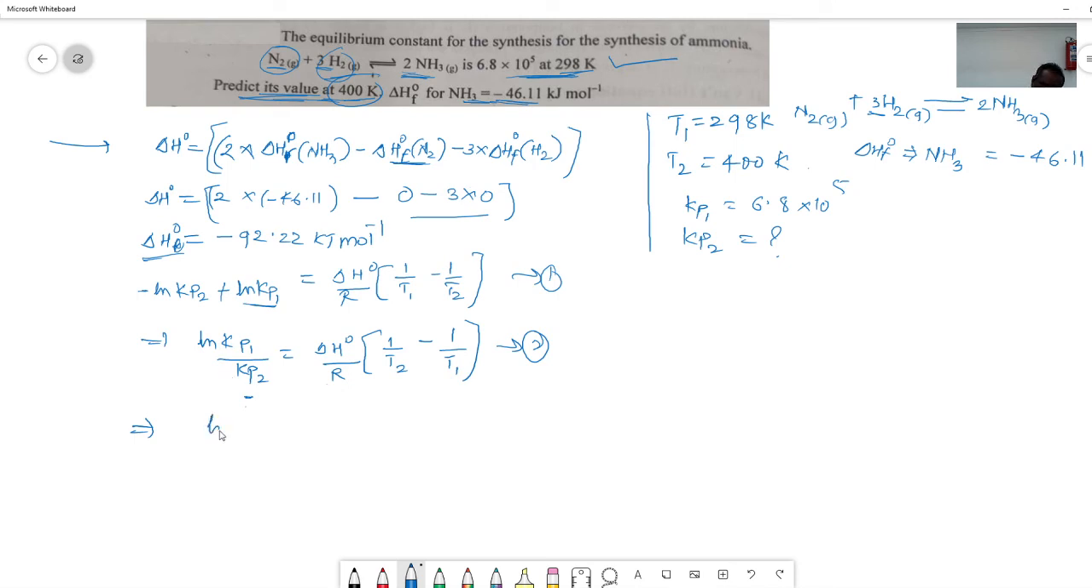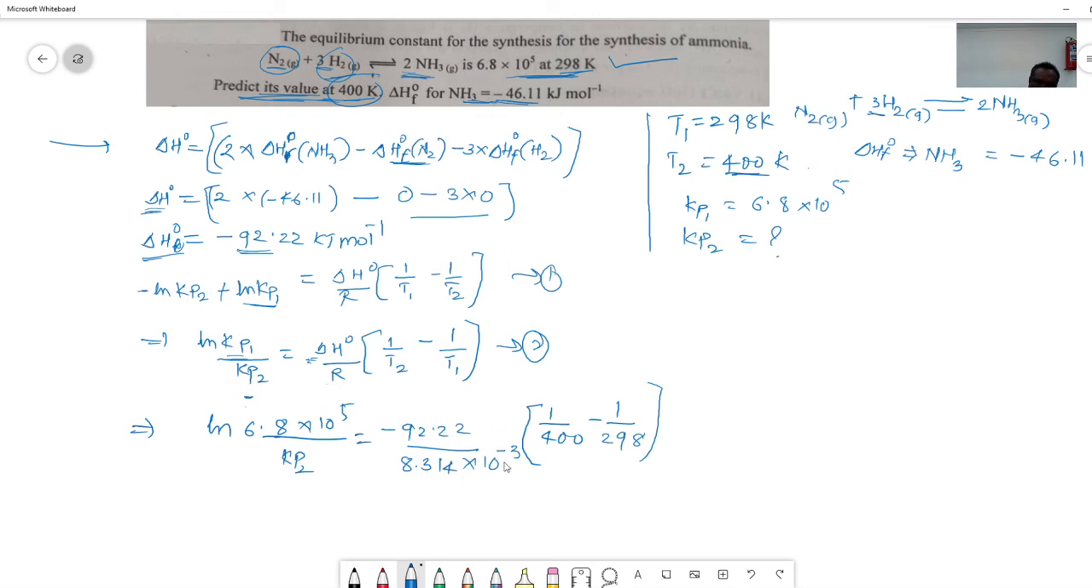ln of Kp1 divided by Kp2, where the Kp1 value they have given is 6.8 into 10 raised to 5, is equal to delta H0 of the overall reaction that we have calculated, the enthalpy of formation of the overall reaction, here it is minus 92.22, divided by R. The value of R in kilojoule per mole is 8.314, and since it is in kilojoule, it is multiplied by 10 raised to minus 3 as the conversion factor, into 1 upon T2, where T2 is equal to 400, minus 1 upon T1, where T1 is 298 degree Kelvin.